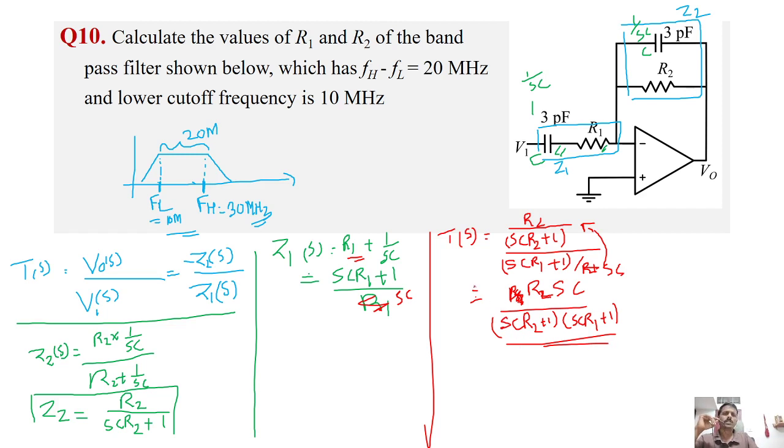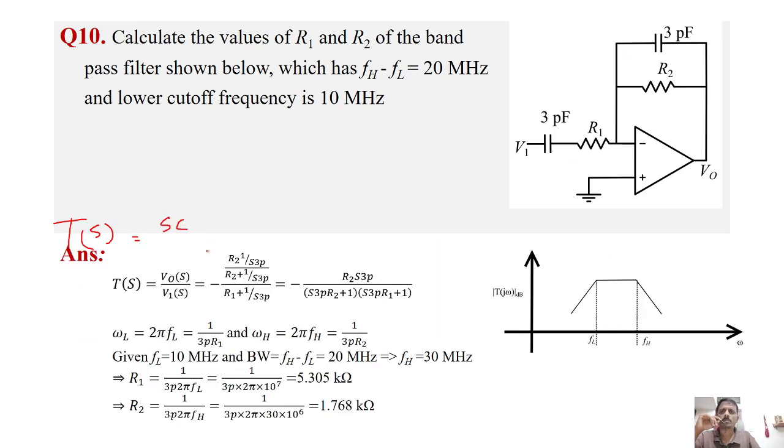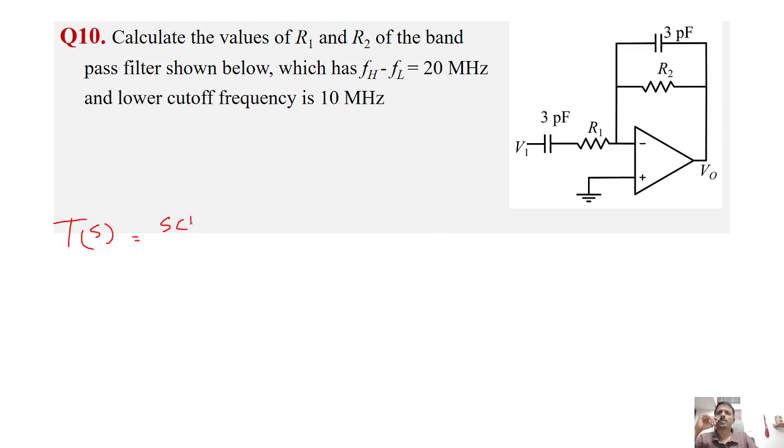Okay, so this is actually the transfer function. Let me write only that term, that is T of S equal to SC into R2 by (SC R1 plus 1) into (SC R2 plus 1).